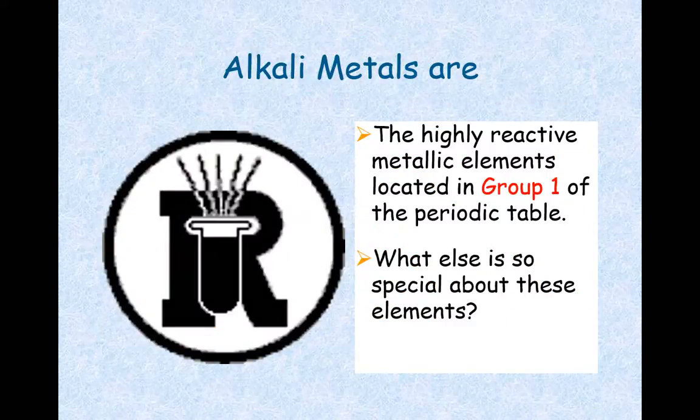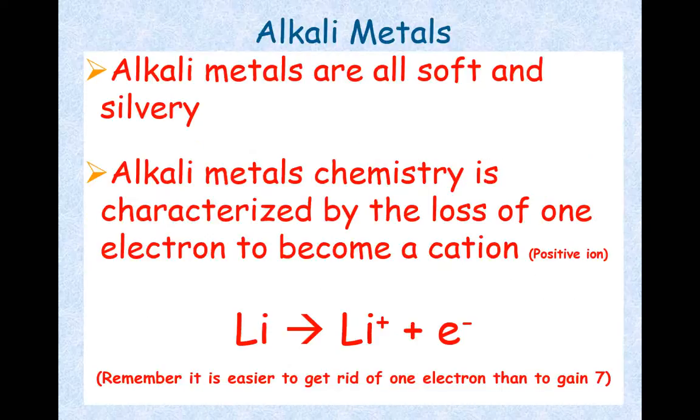Let's find the alkali metals. The alkali metals are highly reactive elements located in group 1 of the periodic table. What else is special? The alkali metals are all soft and silvery. Alkali metals chemistry is characterized by the loss of one electron to become a cation, a positive ion.